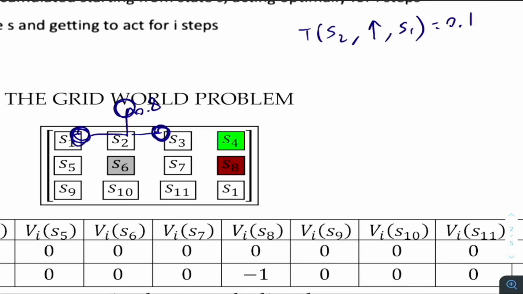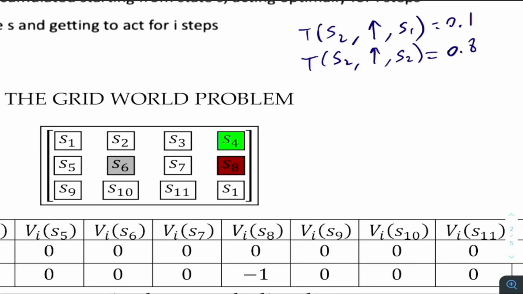Okay. And so the 0.1, right? From S2, pressing up, S2 is 0.8. Why? When you press up, you have a 0.8 chance of reaching the up neighbor, and the up neighbor of S2 is S2, because it is located under a wall. Okay, all right. And what is the other one?